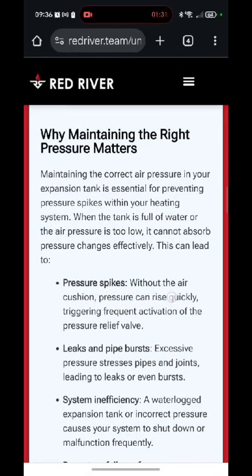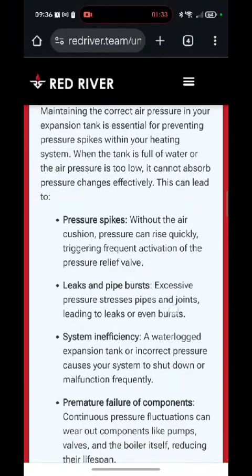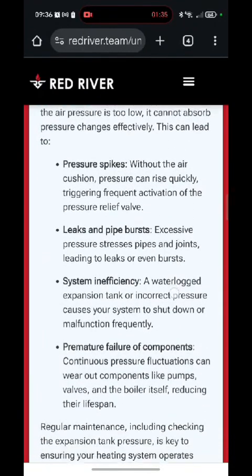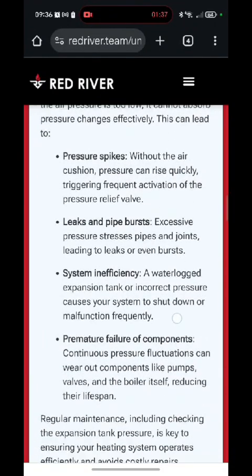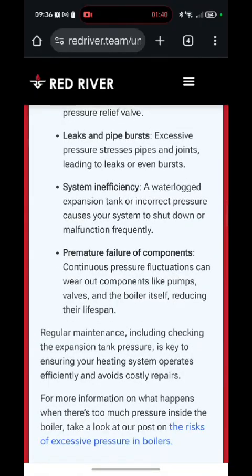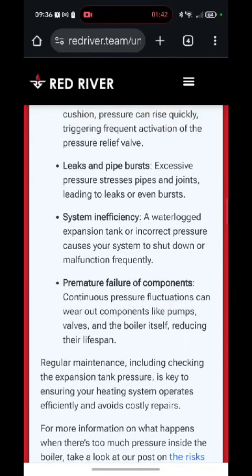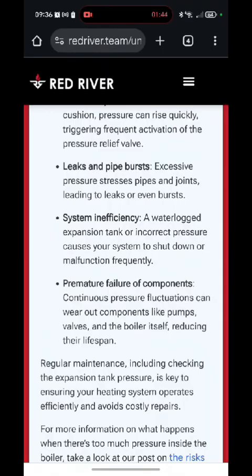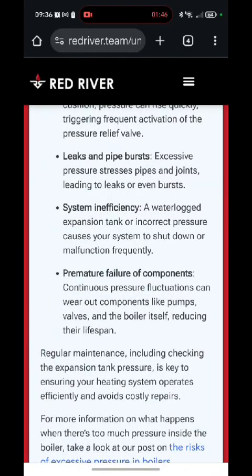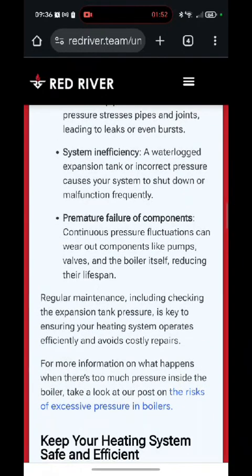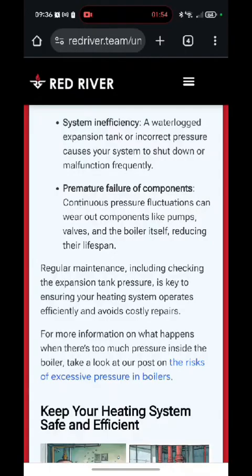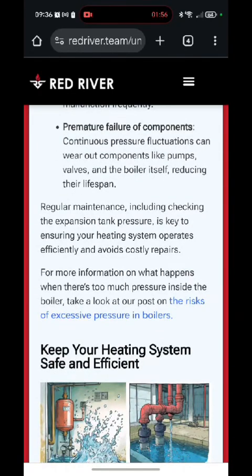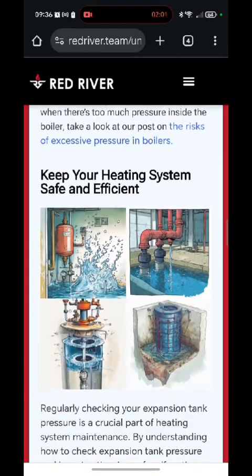Now, why does maintaining the right pressure matter? You've got pressure spikes, leaks and pipe bursts, system inefficiency, and premature failure of components. The key point there is system inefficiency. A waterlogged expansion tank or incorrect pressure causes your system to shut down or malfunction frequently. The key point was that if water's coming out of the Schrader valve, certain people think the valve is just gone altogether, but these guys are going to explain it.